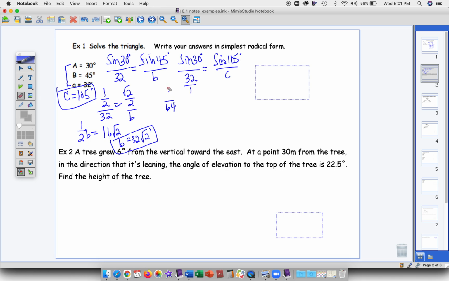So I'll multiply. I'm running out of space here, so I'm going to condense this. It is equal to the sine of 105, and we can do this by hand now, right? Using our sine of a sum. That's equal to the sine of 60 plus 45.